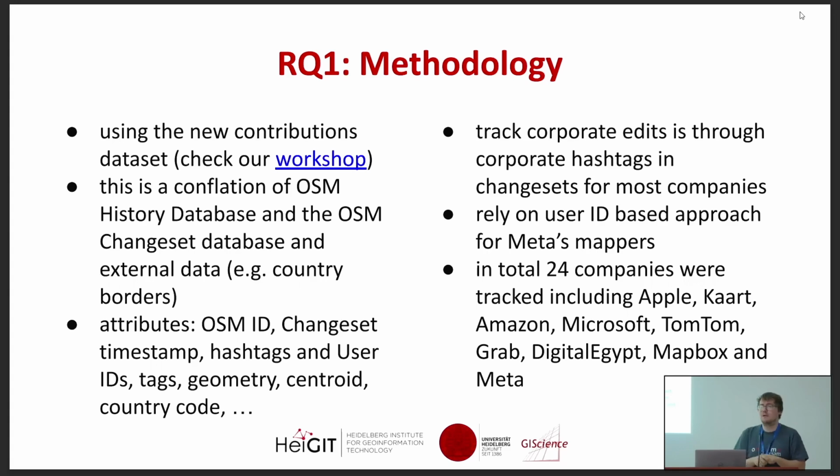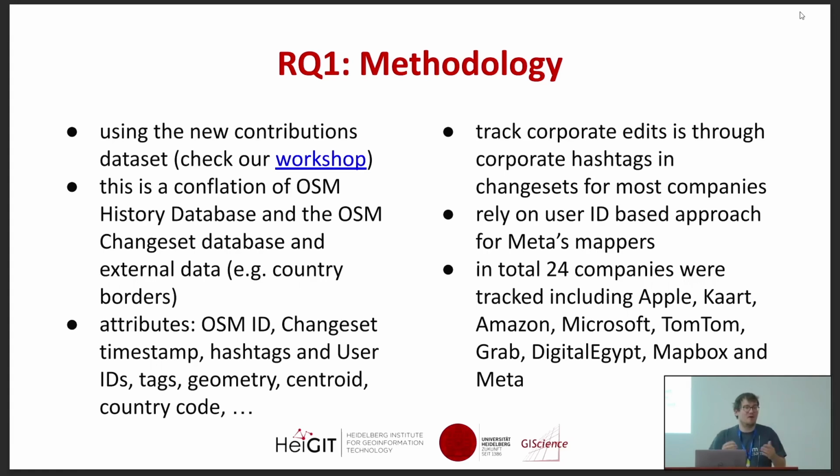Luckily, there are some open source scripts, GitHub repositories out there. One from Pete Brömmel is very useful, where we could just take his scripts and get these user IDs. So in total, we looked at 24 companies, including Apple, Grab, Amazon, Microsoft, TomTom, Grab, you name them, right?